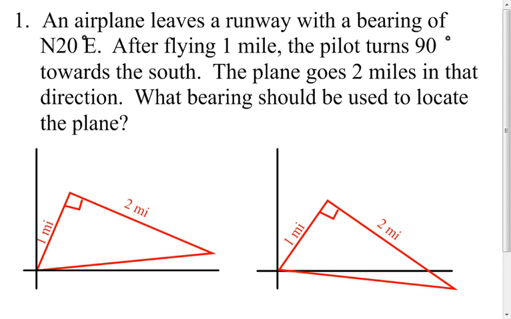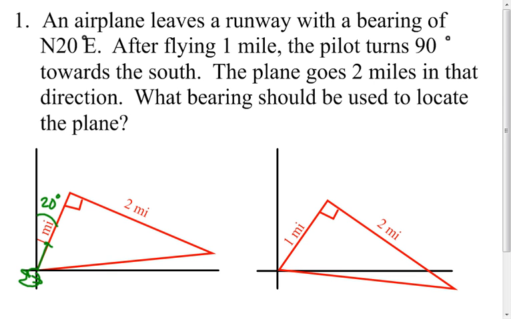All right, now we're going to do some story problems here, and these are a little bit tricky, just so you know, so bear with me. Ha ha ha, bearings. Anyway, here we go. An airplane leaves a runway with a bearing of north 20 degrees east. Okay, so that airplane starts right here and heads north, and then is 20 degrees off to the east. Okay, that's what that means.